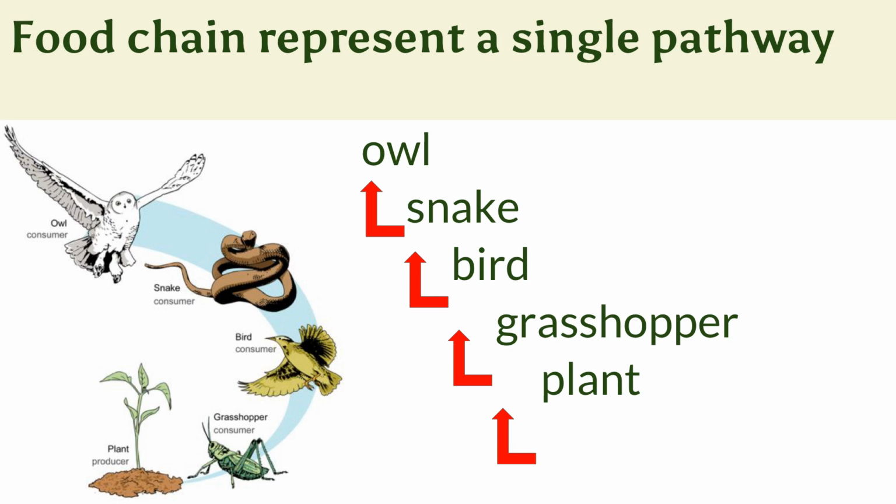Food chains represent a single pathway by which energy and matter flow through an ecosystem. In this example here, you can see that food chains are generally simpler than what really happens in nature. And you can see that energy flow. The energy flows from the plant to the grasshopper. That grasshopper is eaten by a bird, so the energy flows to the bird. Those birds are sometimes eaten by snakes, so the energy of the bird flows to the snake. And then snakes can be eaten by owls, so then the energy flows to the owl.